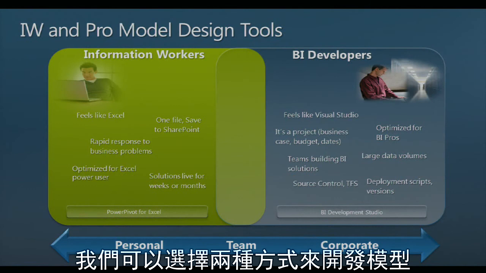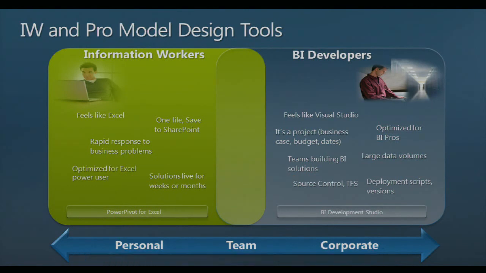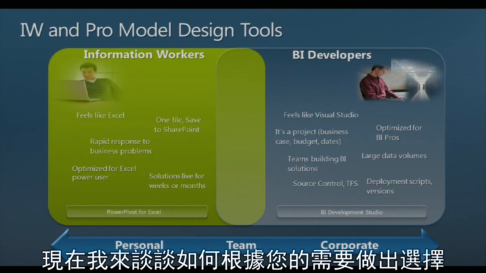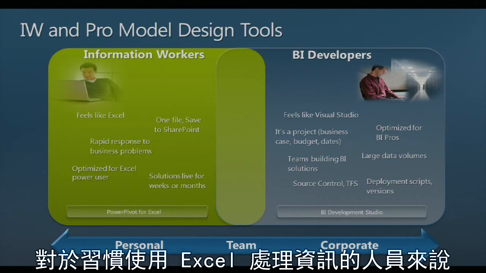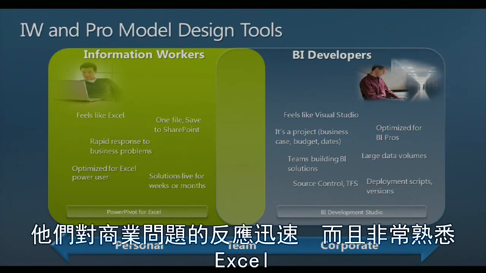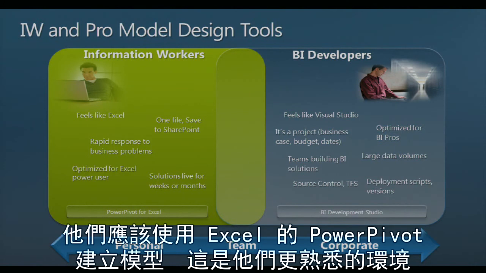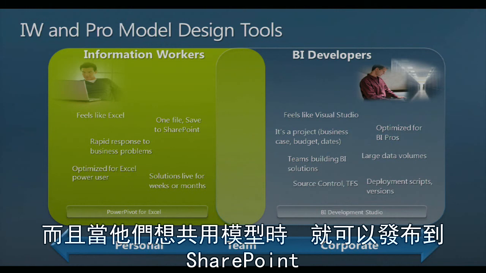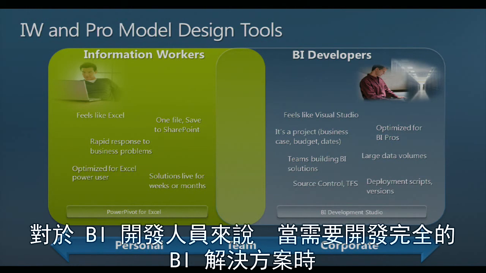So I briefly mentioned there that we have two possibilities for developing models. I'd just like to talk a little about how you choose which one is right for your needs. For information workers who are comfortable with Excel as a technology, who need rapid response to business problems and are very used to the Excel paradigm, they should be using Power Pivot for Excel to build their models. It's a much more familiar environment, and when they want to share that model, they can just publish that up to SharePoint.